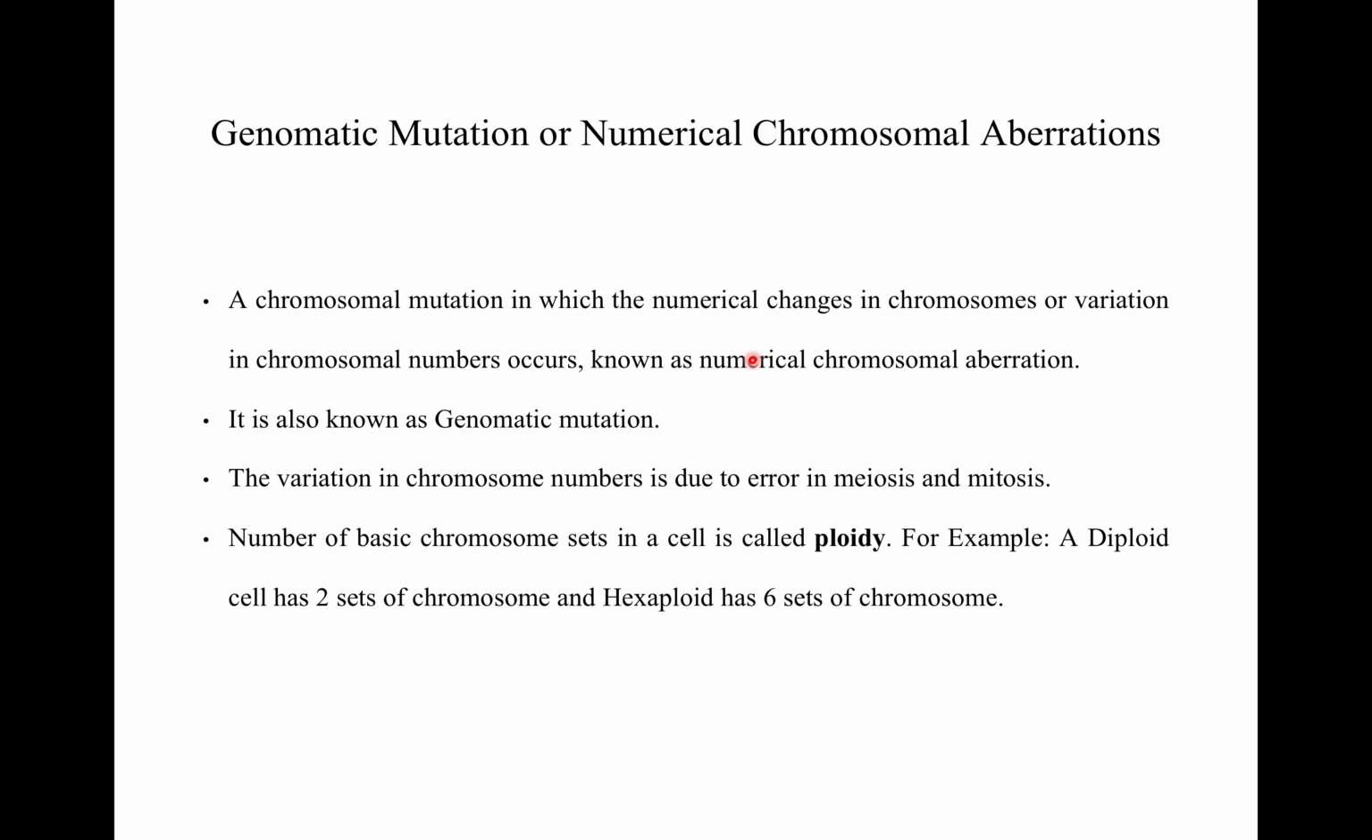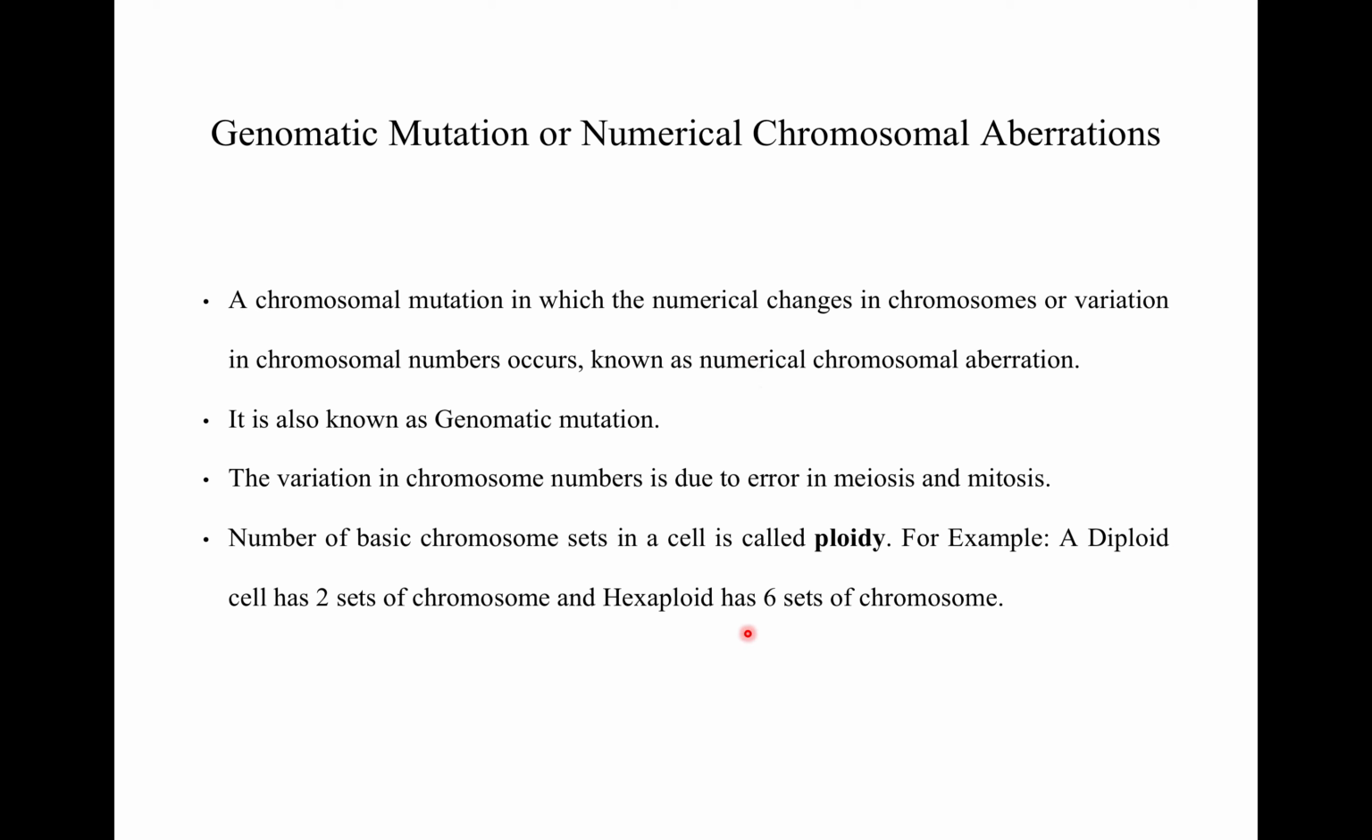So what are genomic mutations? They are mutations in which numerical changes in chromosomes, or variation in chromosomal number, occur, and they are also known as genomic mutation or numerical chromosomal aberrations. The variation in the chromosome number is due to error in meiosis and mitosis. I will discuss this point in later slides.